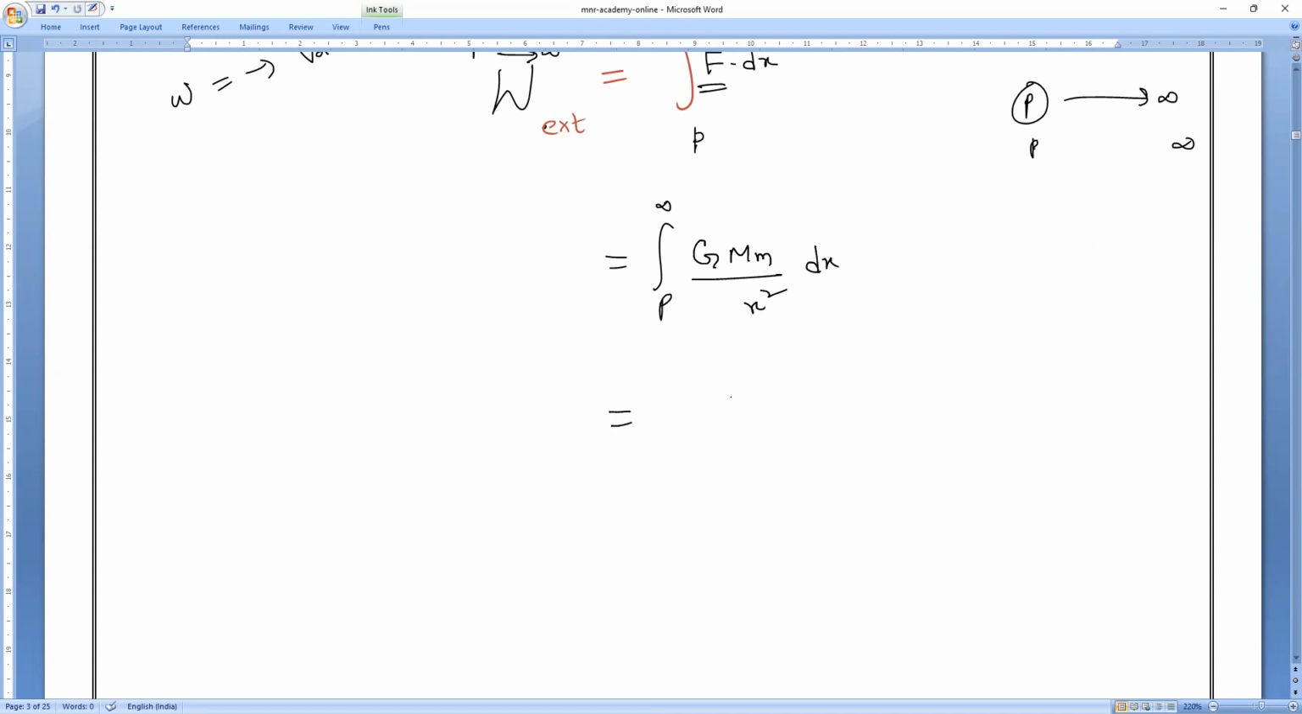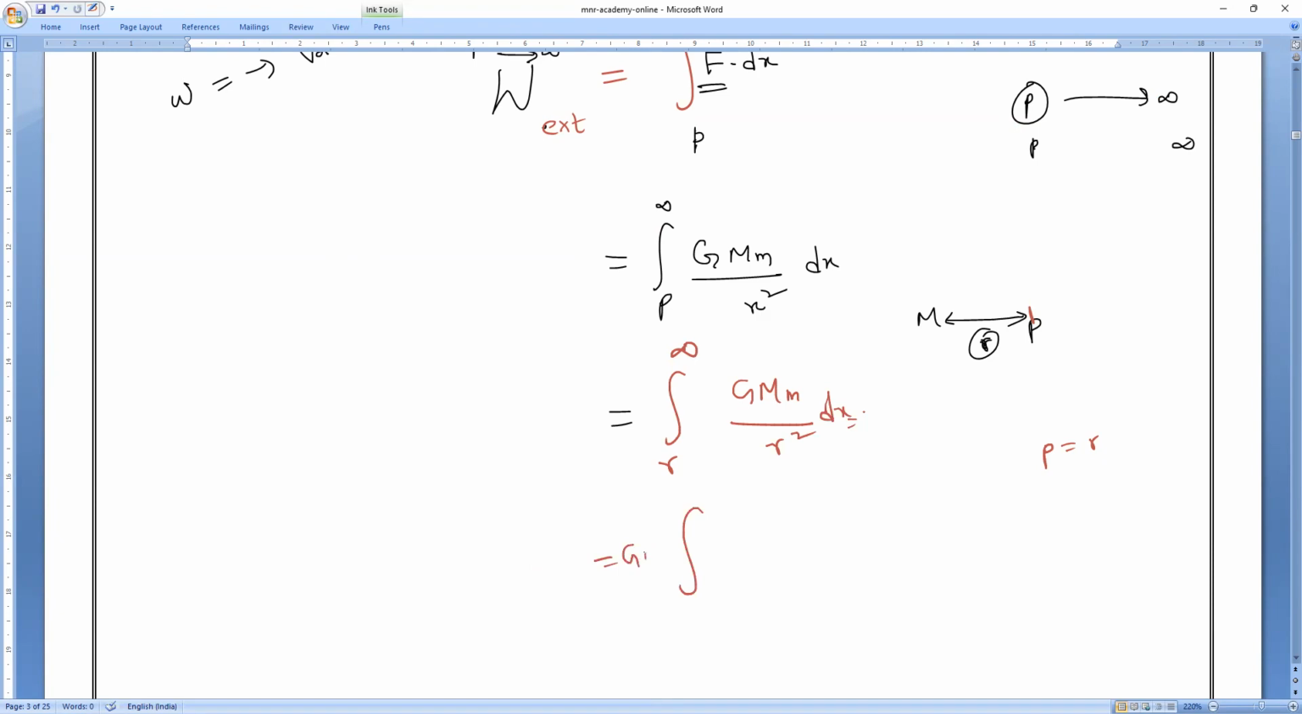Now, if I take here, what is the point P? Anybody? The distance is equal to R. Am I right or wrong? Exactly. Yes or no, guys? Please respond. So I will say P is equal to R. So the limits are R to infinity, G into capital M into small m divided by x squared into dx. That is what you have to remember. Anybody having any doubt, you can ask me.